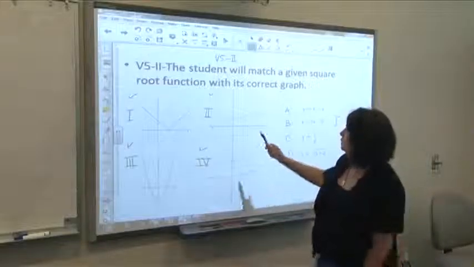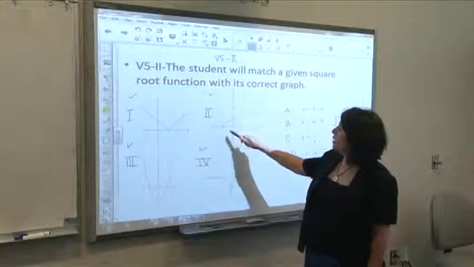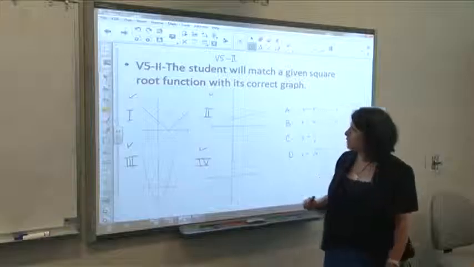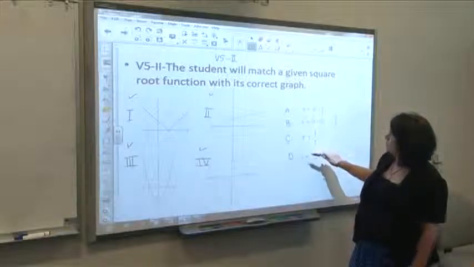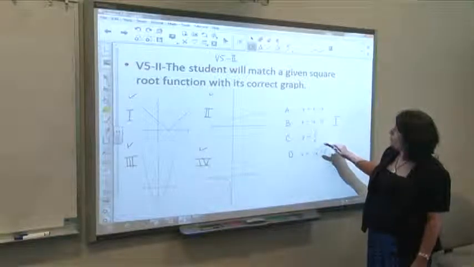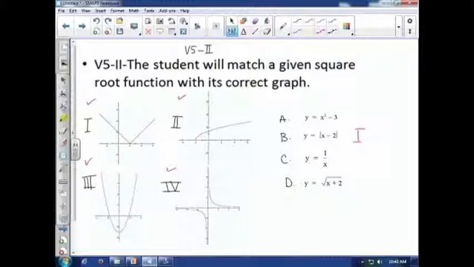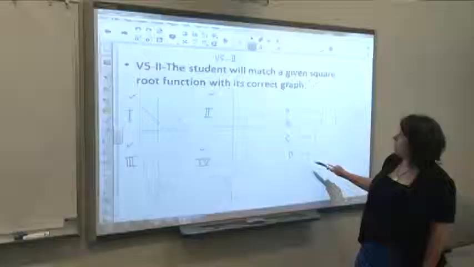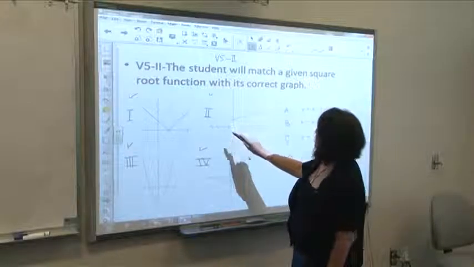Graph number 2, if you know how this shape looks and compare with the symbolic forms, I know it's not a quadratic function. The top one is a quadratic function. The next one is an absolute value function. The third one is 1 over x, which is a rational function. And the bottom one is square root of x plus 2, and that's a square root function. And obviously it looks like a square root function.